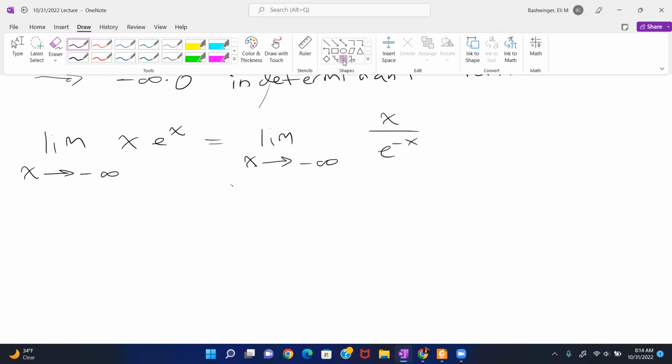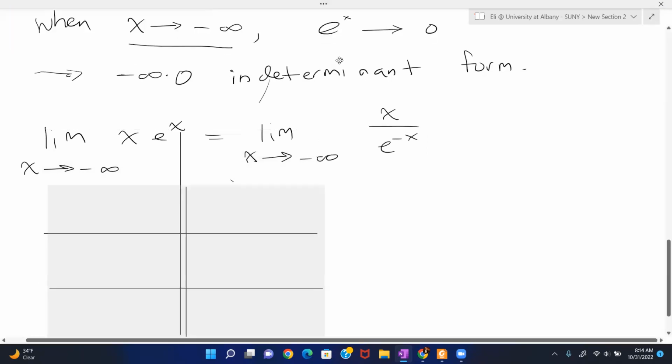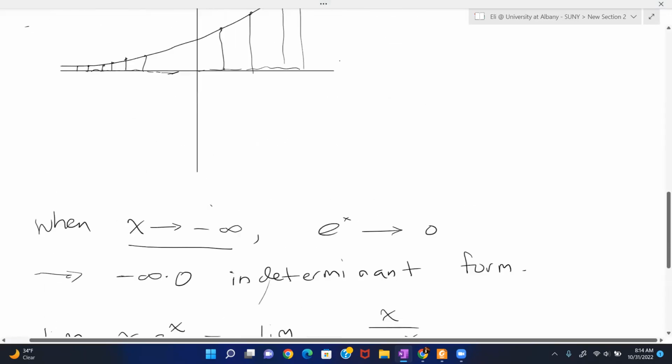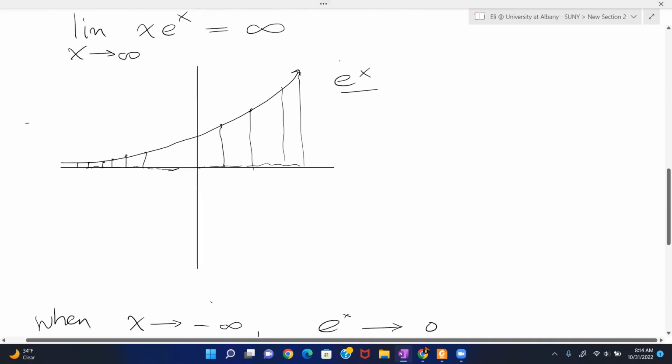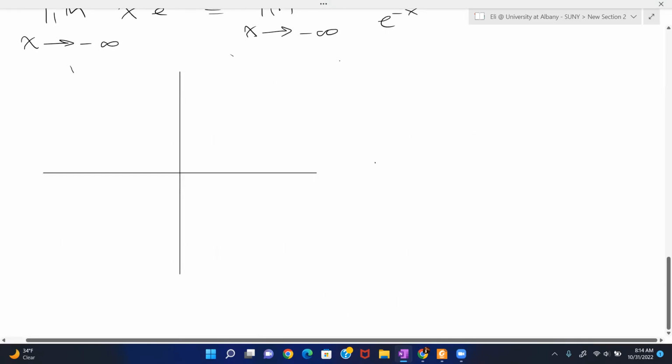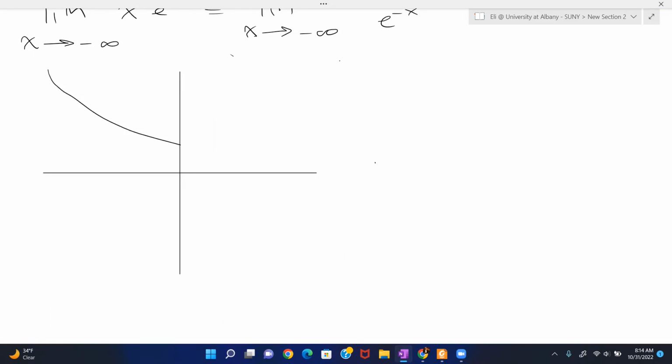So let's just plot the graph. We know what e to the x looks like. So here's e to the x. And when you throw a negative on the x, that has the effect of reflecting it about the y-axis. So your graph's now going to look something like this.